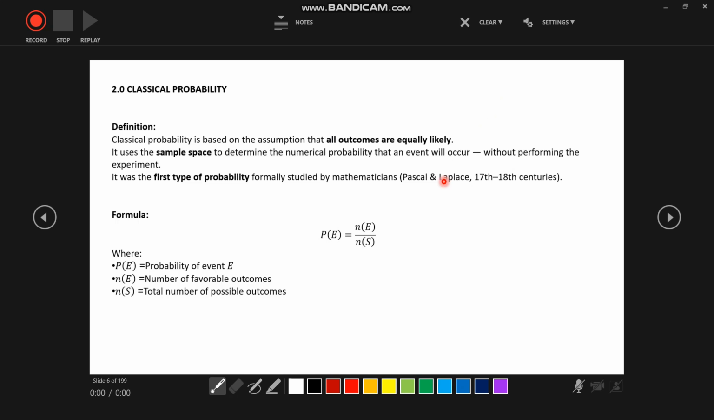The formula is just one formula. The formula is number of favorable outcomes divided by number of possible outcomes. Here I represent the probability of an event with P of E. Then N of E is the number of favorable outcomes, and N of S is the number of possible outcomes. So this is how we find probability, either for classical probability, the one that does not require an experiment, or for empirical probability, the one that requires an experiment. We use the same formula.